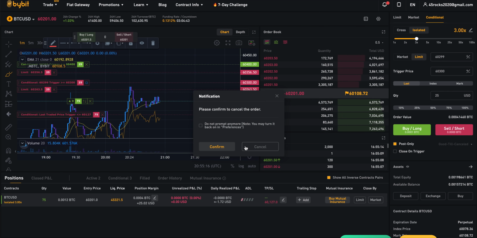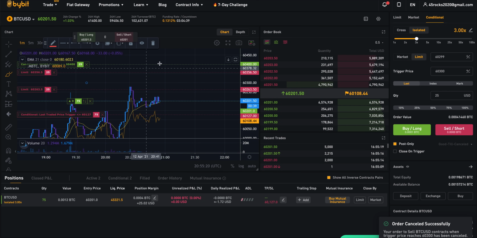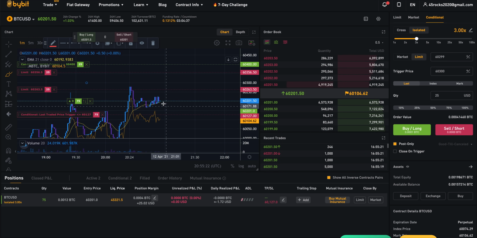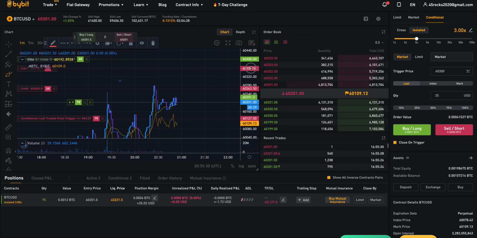But really the easiest way to do it, guys, is simply by setting limit sell orders after your entry price. And for the stop losses, you're going to do conditional market orders, close on trigger. So I hope you guys found this helpful.